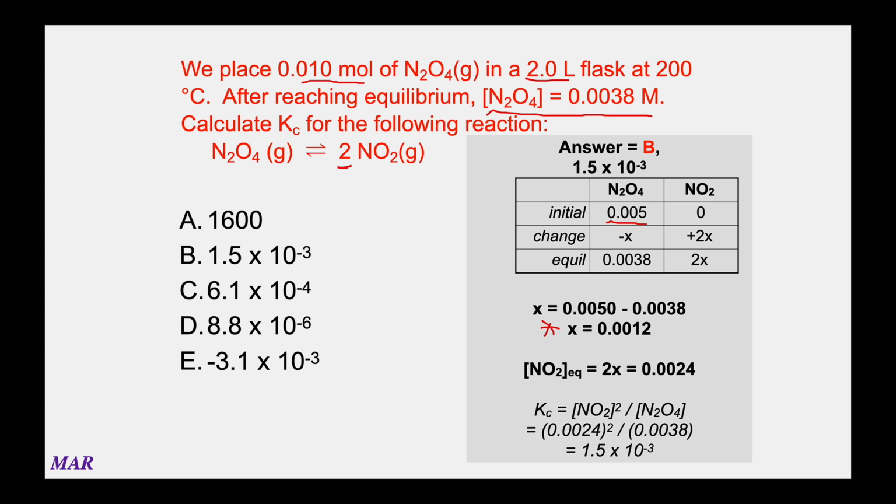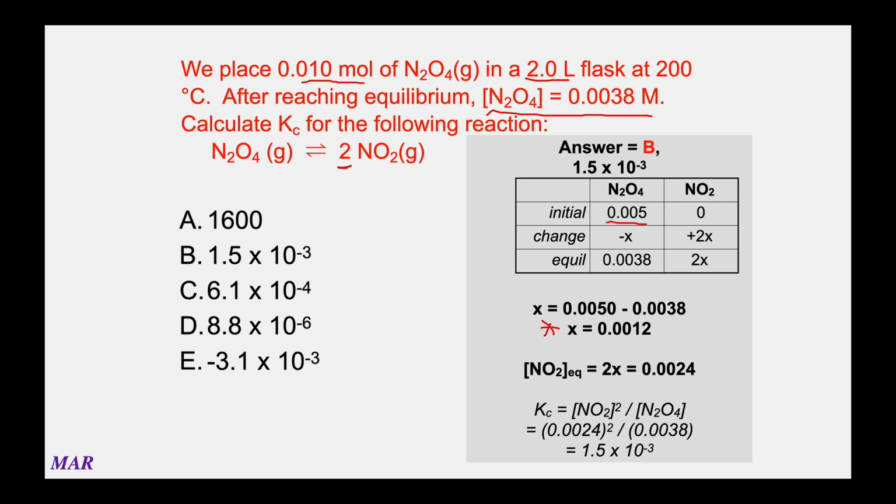So Kc is 0.0024 squared, divided by the equilibrium amount of N2O4, which was 0.0038. That's how you get 1.5 times 10 to the minus 3. This is a reactant-favored equilibrium. K is much less than 1. The value E there, the negative number, is just in there for silliness.